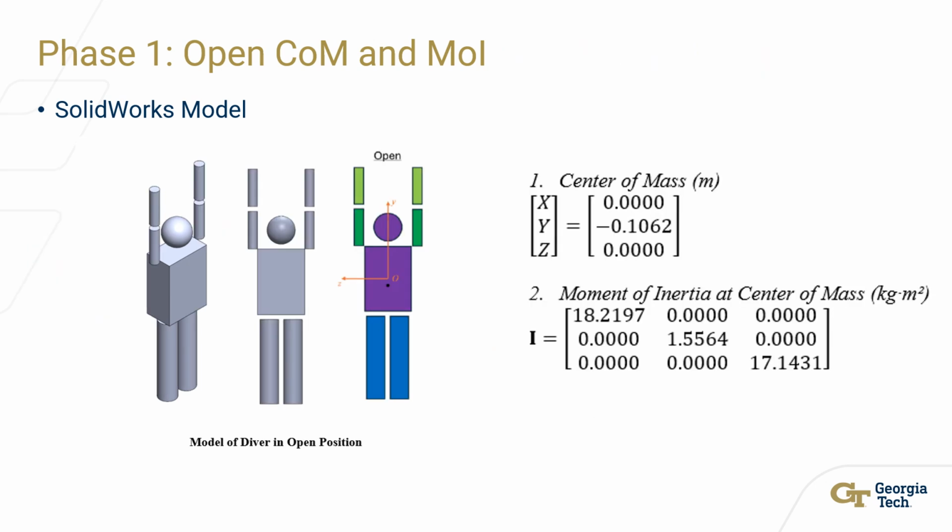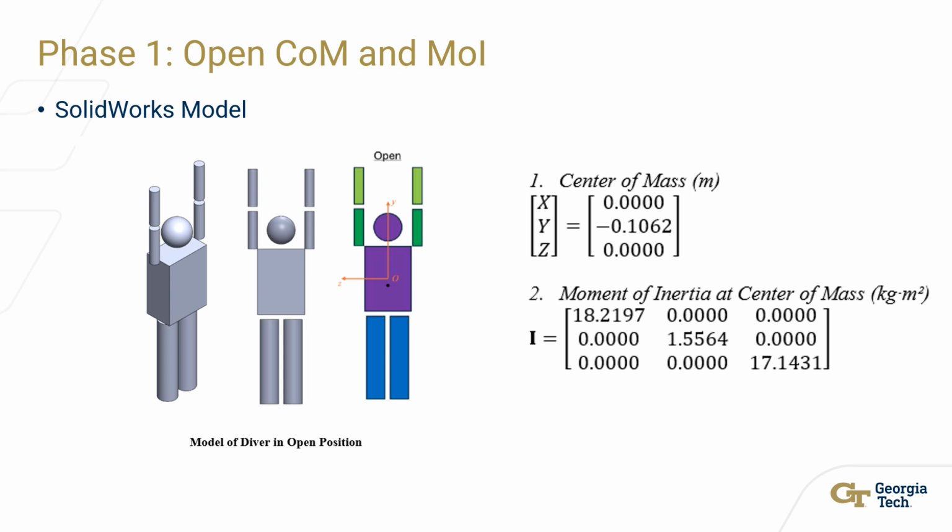Next, we created the models in the open position, which we used to find the following center of mass and moment of inertia matrix. The main points from this result are that the center of mass only has a component in the y direction due to the symmetry, and that there are only Ixx, Iyy, and Izz components in the moment of inertia matrix. Note that Ixy, Ixz, and Iyz components are all 0 as a result of the symmetry within. On the left is an image of our SolidWorks model compared to the image given to us in the Diving Dynamics PDF.